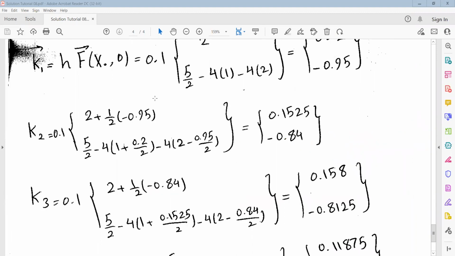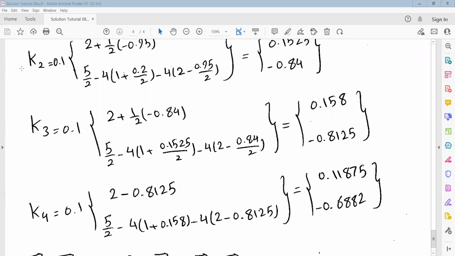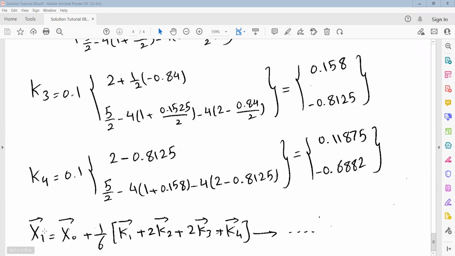This is for k2. For k3 we need the value of k2 again. X must be plus half of k2. Again, you can see instead of x2 we substitute the initial value for x2 plus half times the second component of k2, and this procedure will be repeated. We can calculate k2, k3, k4, and this is the x1, which is x naught, the initial value, plus 1 over 6 multiplied by this term, k1 plus 2 k2 plus 2 k3 plus k4. This is x1.